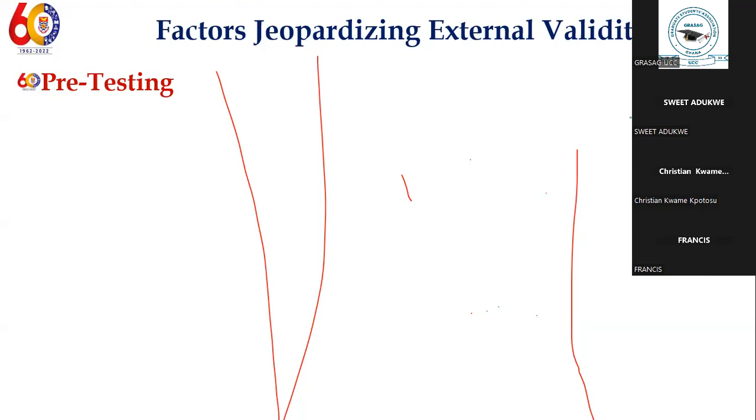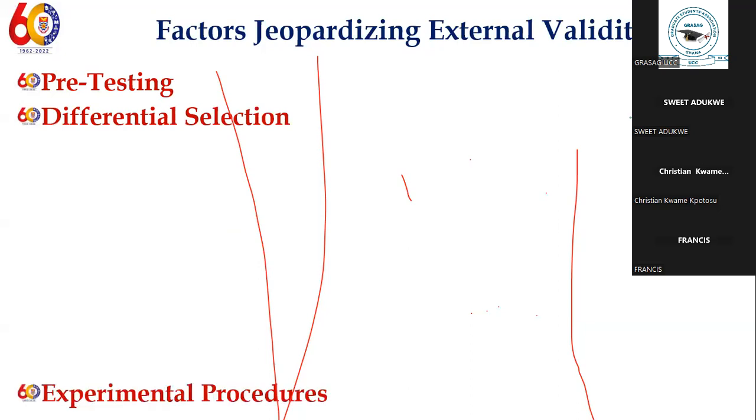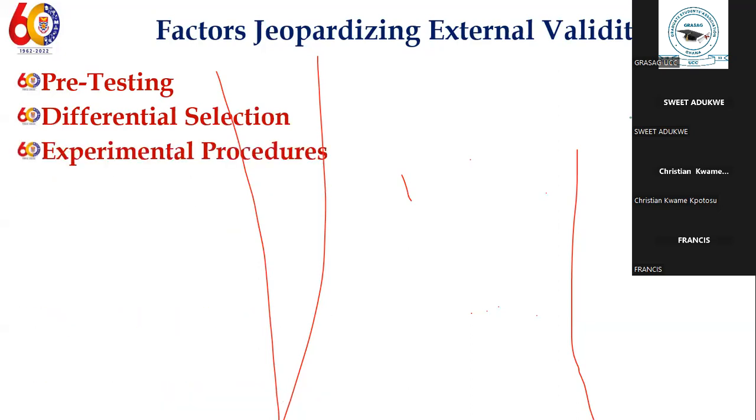So as a researcher, you have to take all these things into consideration. The issue about differential selection, we spoke about it. The issue about experimental procedures. So experimental procedures, you could see that some of the procedures have a certain amount of effect on the subject in the experimental setting. So the effect that it has on them, is that the same effect it will have when someone who is not part of your study, but you introduce that to the person?